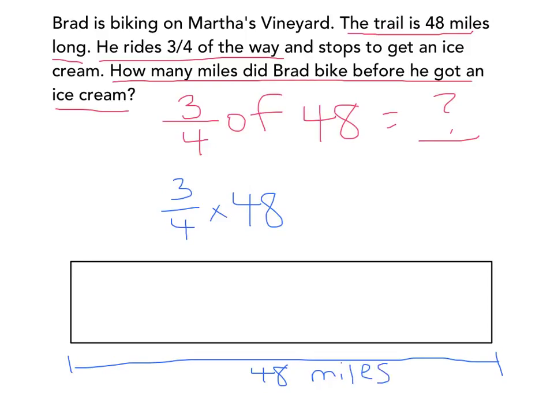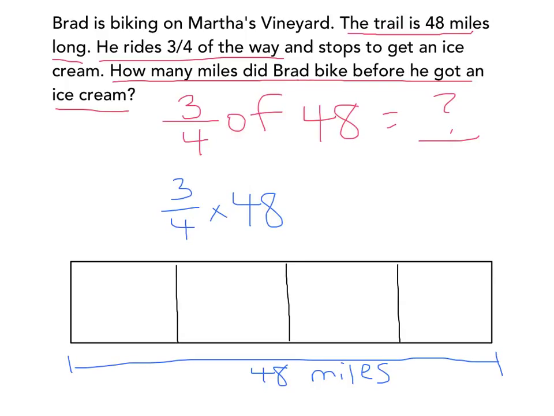And since I know that he's riding 3/4 of the way, it would be helpful for me to start by breaking the trail into 4 equal sections. So I can cut it in half, and then cut each of those halves in half again. And now I have fourths. Each of these sections is equal to 1/4. So that means I need to think about how many miles are in each of these 4 sections.